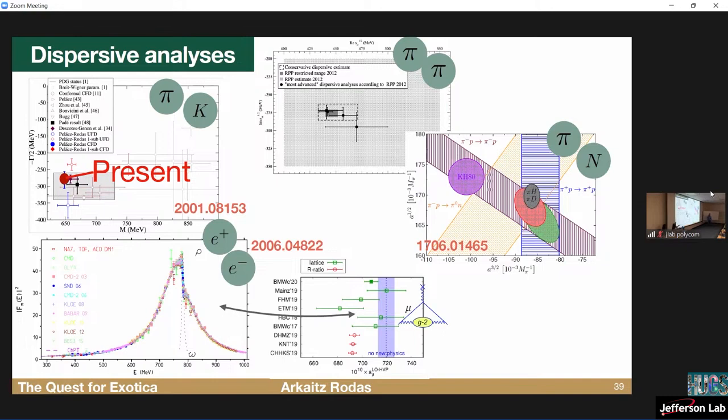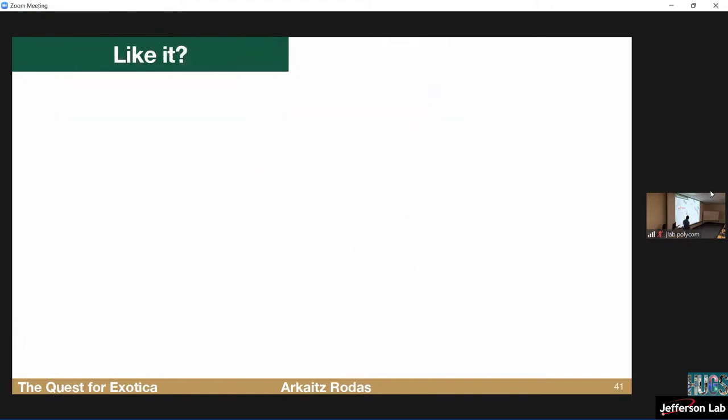So it's not exactly what we did here, but a very similar approach. That is what is driving these results and this tension. So if you ever claim to be above the 5 sigmas and there is beyond standard model physics, then what you have to do is take a look at these dispersive results. So pretty much what we did here. So, well, did you like it?